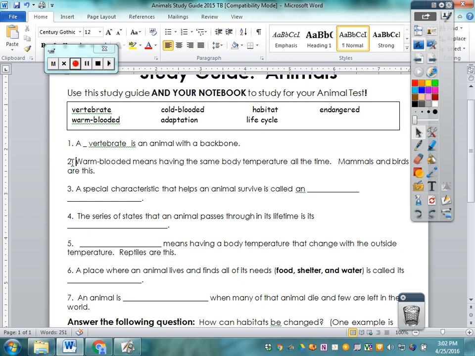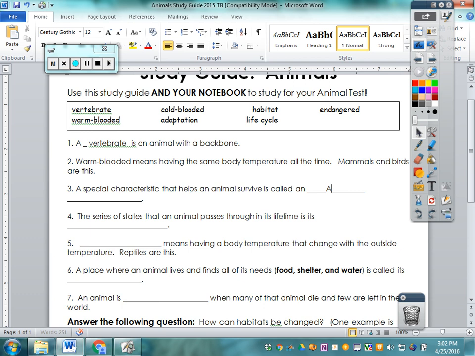Sorry, I'm messing this whole thing up. A special characteristic that helps the animals survive is called an blank. So our words up here, we've used vertebrate and warm-blooded. Those have squiggly lines underneath them because it wants to capitalize those at the beginning. It thinks they're sentences. Just a little Microsoft Word thing. Since we've been typing, you probably recognize that. Cold-blooded, adaptation, habitat, life cycle, endangered. Alright, a thing that helps an animal survive, a special characteristic, is an adaptation.